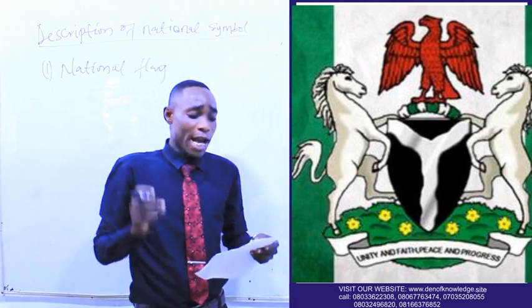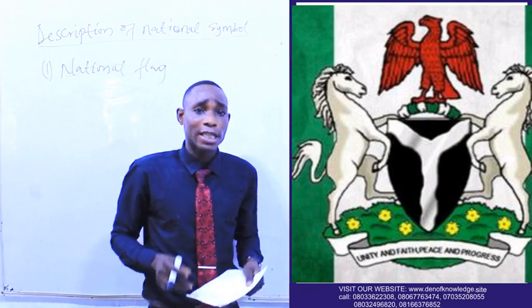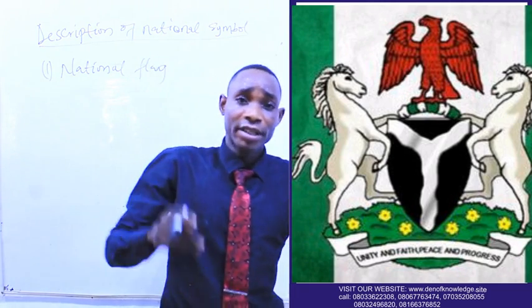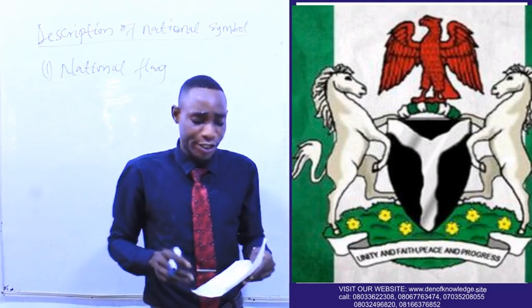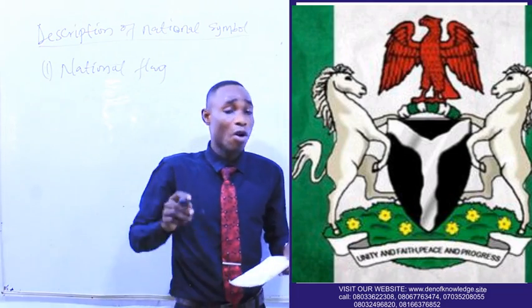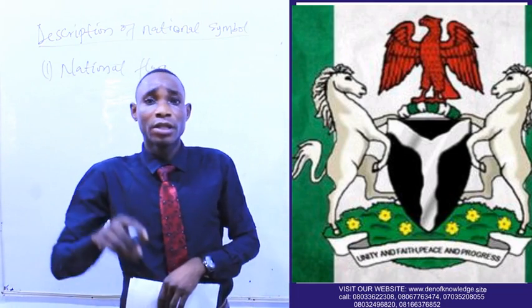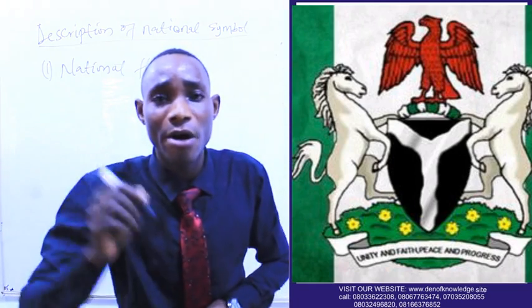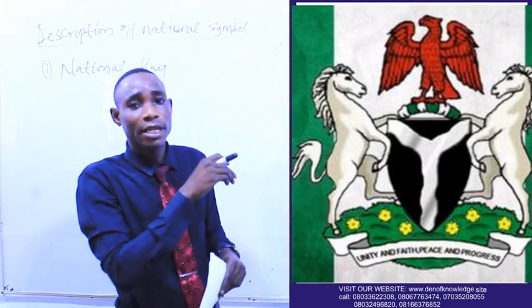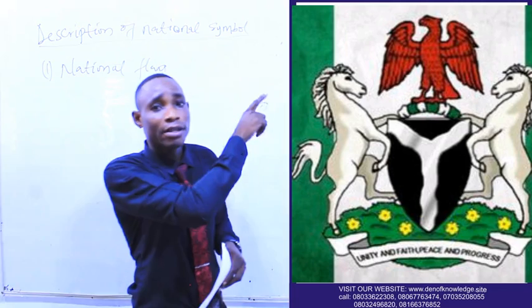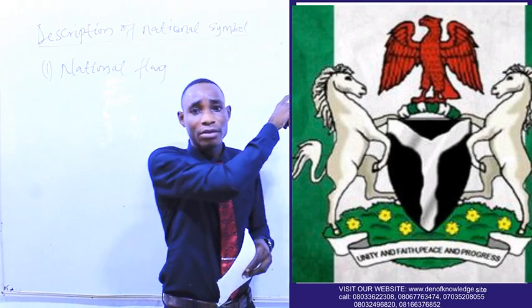So another one is the green and white bands. The green and white bands on the shield stand for vegetation and beauty of Nigeria. That is what the green and white bands on the Nigerian coat of arms represent.